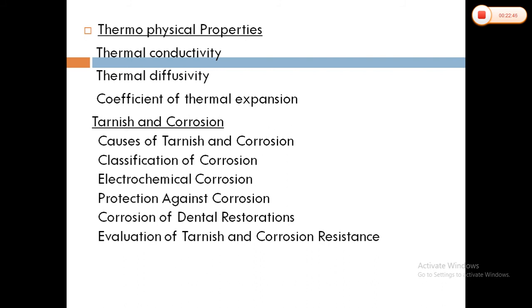We'll also be learning about thermophysical properties such as thermal conductivity, thermal diffusivity, coefficient of thermal expansion, and in detail about tarnish and corrosion, causes for tarnish and corrosion, classification of corrosion, electrochemical corrosion, and protection against corrosion. It's a frequently asked topic in your exams, tarnish and corrosion.